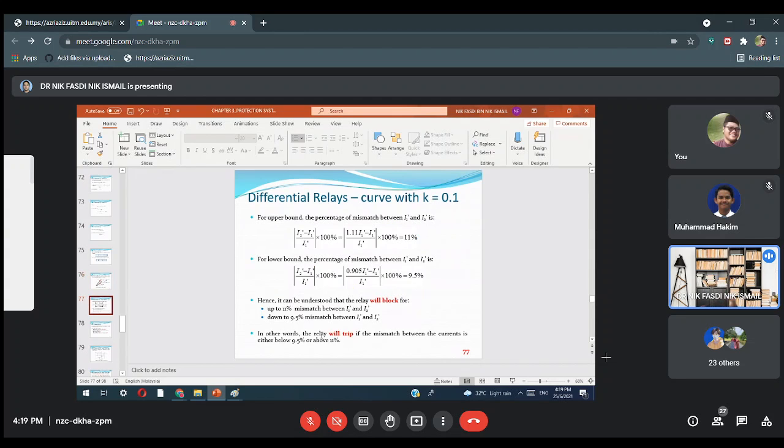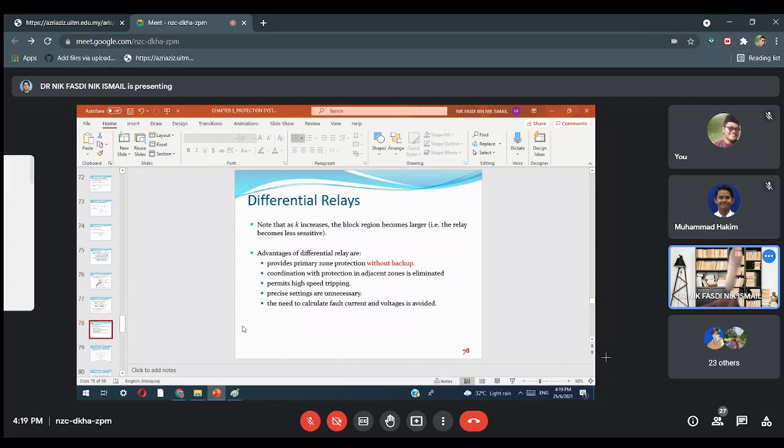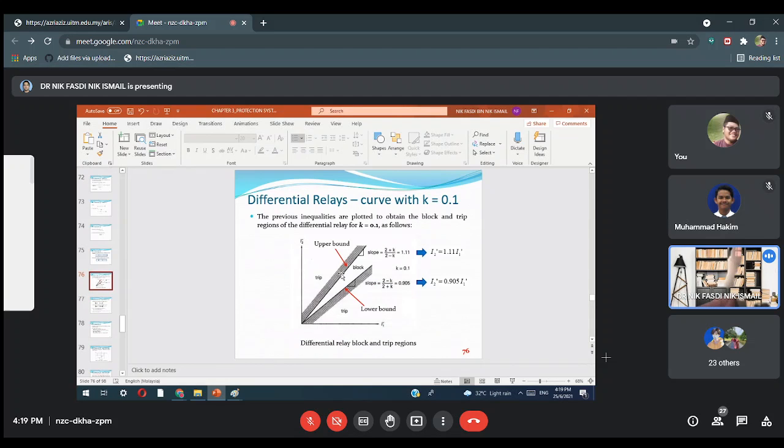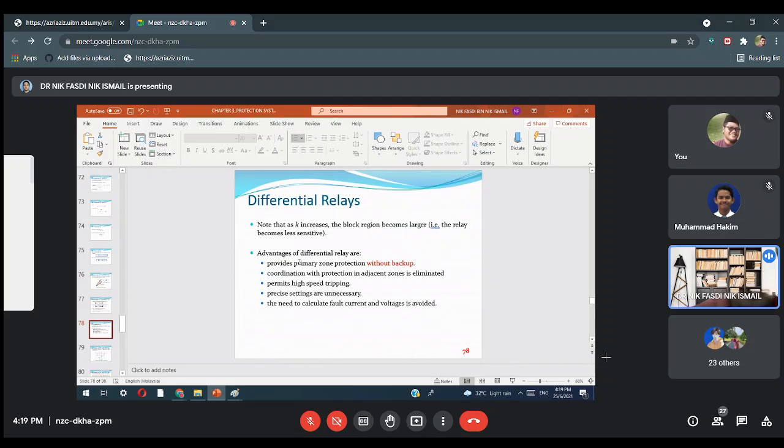Okay, in other words, the relay will trip if the mismatch between the current is either below 9.5%, below bawah, okay, semua dia trip lah kat sini, or else is 11%. 11% ni atas upper bound 11%. Tak salah 30%, 20%, as long dia minimum is 11% for the upper bound, the minimum is 9.5%. Okay. Alright.